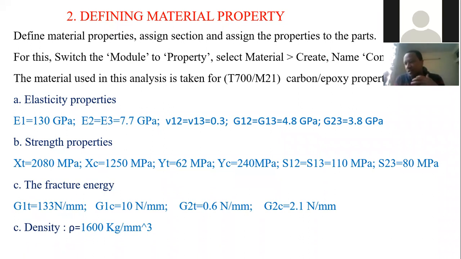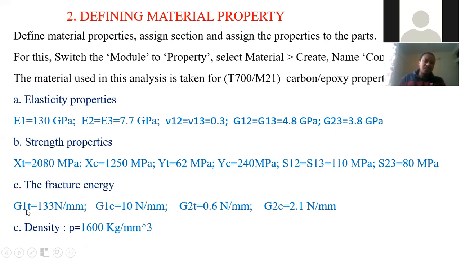direction in the Y, that means in the transverse direction, which is 62 megapascal, and compressive in the transverse is 240 megapascal, and the shear strength in the 1, 2 and 1, 3 direction 110 megapascal, and the shear in 2, 3 are 80 megapascal. And the fracture energy is given as 133 Newton per millimeter.